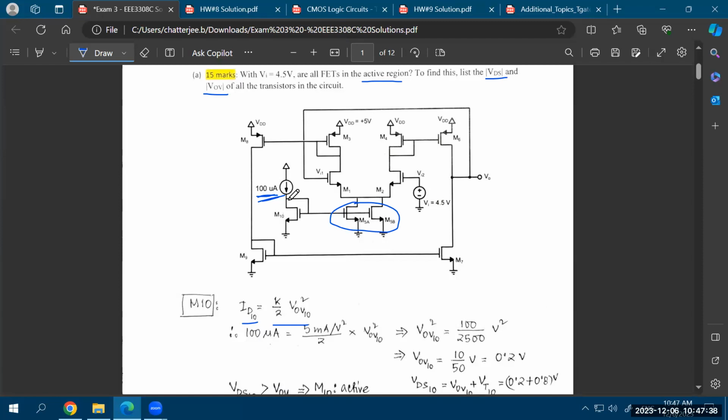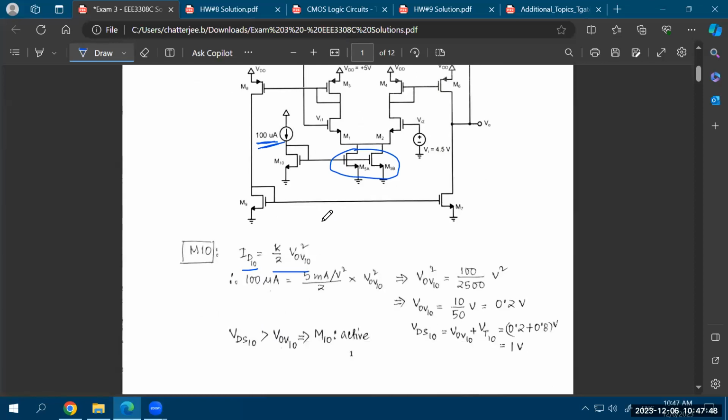So the drain and the gate of this transistor are connected together, which means that the VDS will be equal to VGS. And you already know that this transistor will always be in saturation because it is diode connected. But what is the overdrive in this case? You can find that out from ID equal to K over 2 times V overdrive squared. ID is given, K is given. You just need to find out V overdrive. And in this case, the V overdrive turns out to be 0.2 volt.